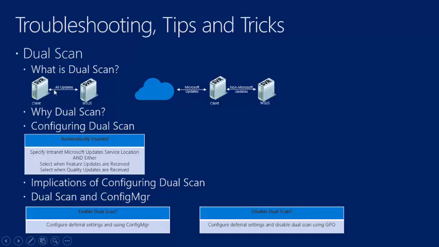So historically, on the left, we would have the Windows Update client, and it would go talk to our WSUS server, and that would be the source for all of the updates that the Windows Update client needs. If you enable this thing called dual scan, what happens is the client, the Windows Update agent, will no longer look at WSUS for any Microsoft updates. Instead, it will go to the cloud.